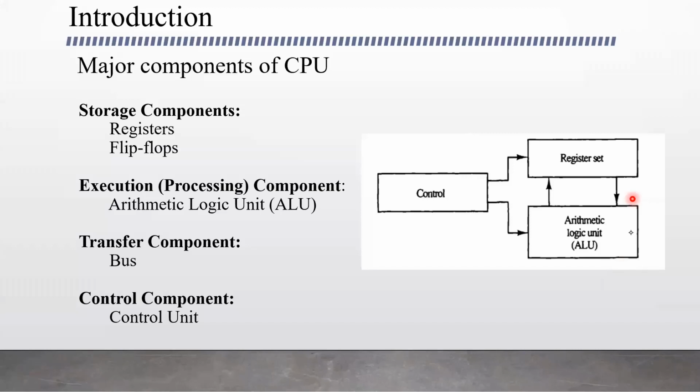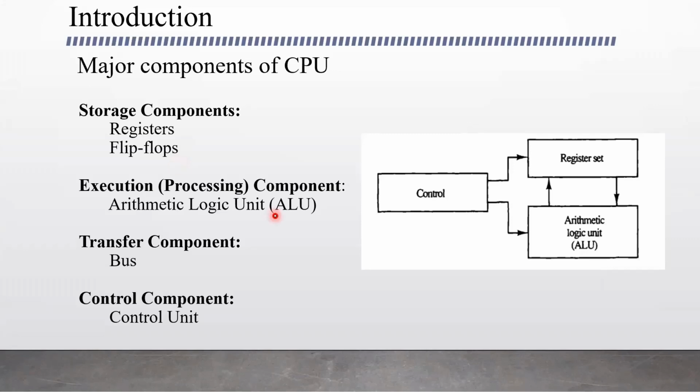If you see the components here, the storage components are registers and flip-flops. These are the components used for storing data. The different registers are used to store different data. You know that we have learned about the basic registers available in a computer: program counter, instruction register, data register, address register. All these registers are used for storing different data, and the sizes of these registers are different. And we have flip-flops. Flip-flops are single-bit registers used to store a single bit of information. These are the components for storage.